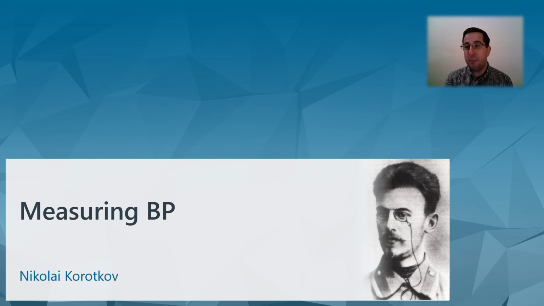So, measuring blood pressure. Here's a picture of Nikolai Korotkov, who was the Russian physician who discovered and invented the indirect method of assessing blood pressure by placing a cuff around the arm and occluding the artery within the arm, and then allowing the flow back in really, really slowly and listening to when that flow comes back in.